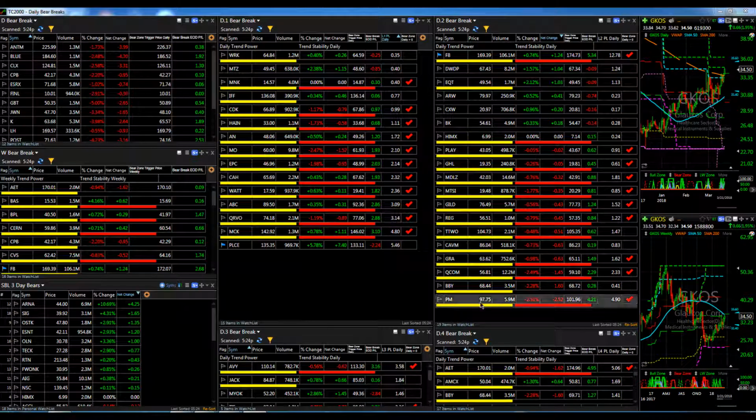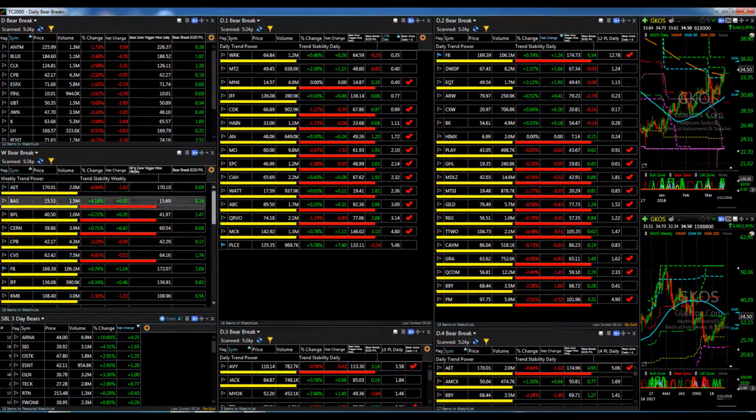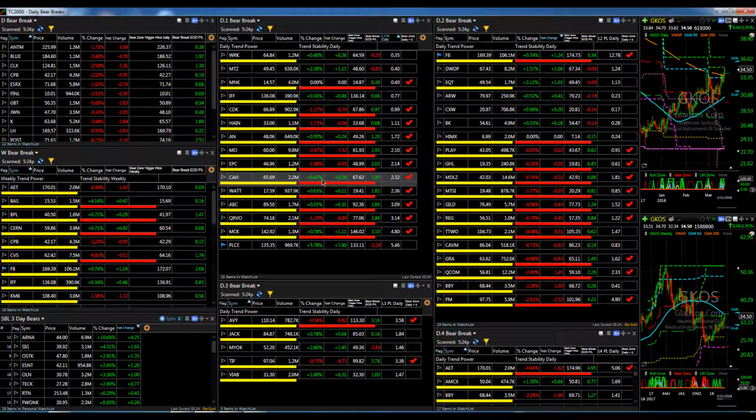This is what the bear grid looks like. Looks the very same. Got the weekly, 1 day, 2 day, 3 day, 4 day, 5 day. So you got a chance to see the stability of the trade. You know if it was up or down today after winning a bear zone the day before. The stability, the momentum, and the bear zone level with the check mark.